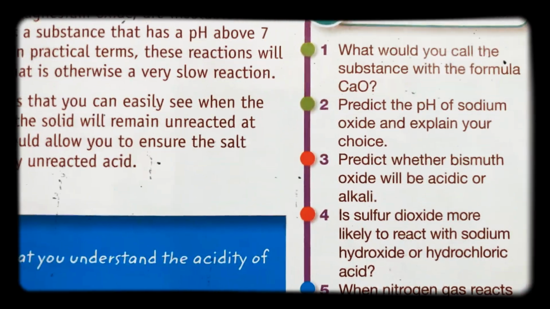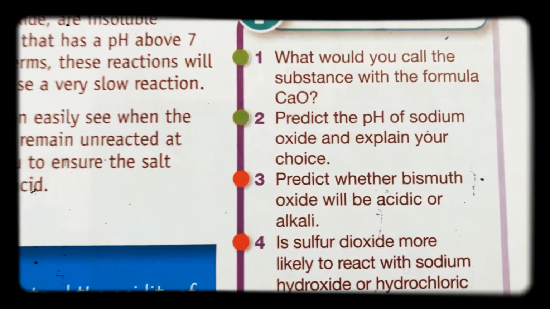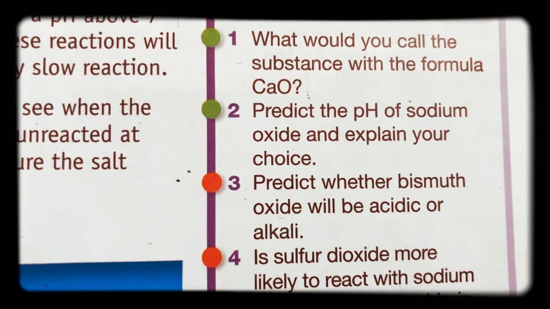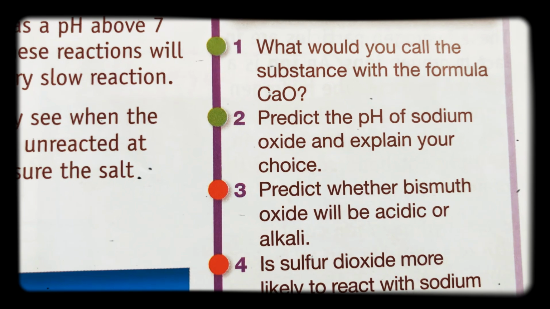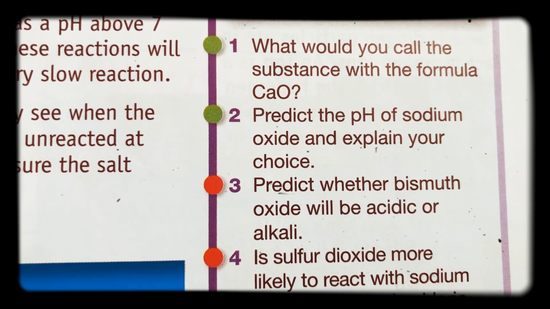So here are some of the questions that I'd like you to think about. What would you call the substance with the formula CaO? Pause the video. The answer is calcium oxide. Predict the pH of sodium oxide. Explain your choice. Pause the video.